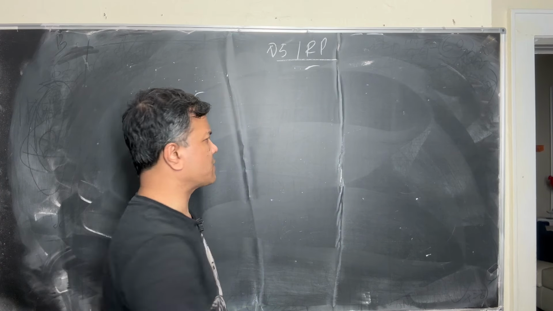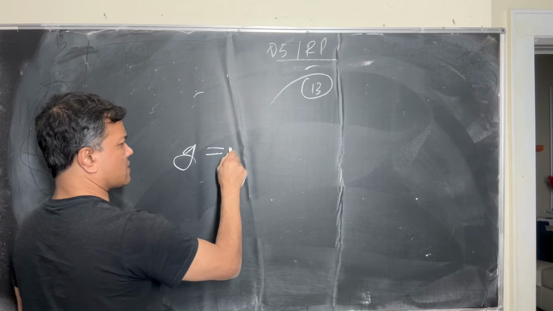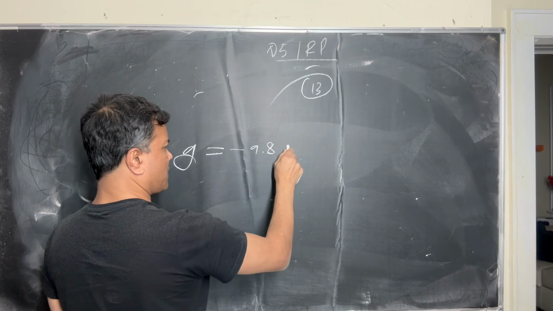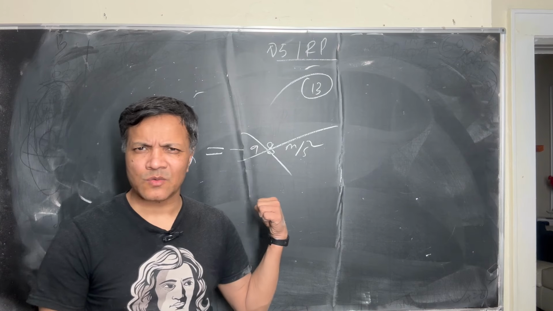Let's do problem number 13. Problem number 13 is g. If you write g is negative 9.8 meters per second squared, I'll mark it wrong. What is that? Because this is not what I was looking for.